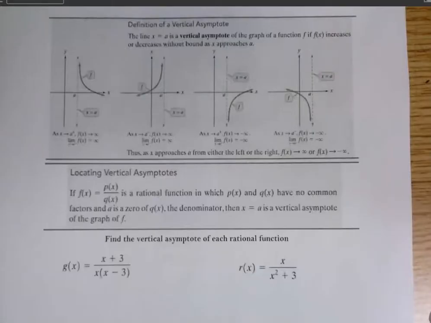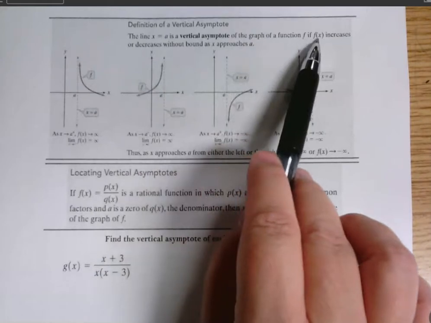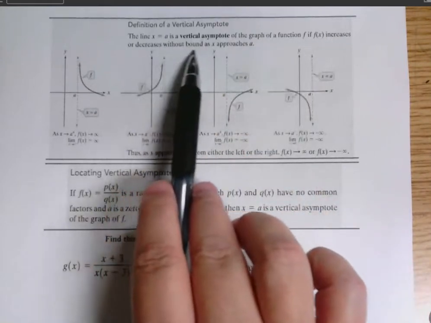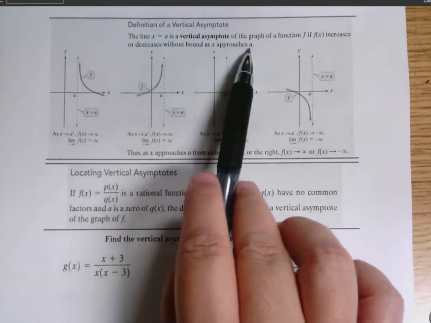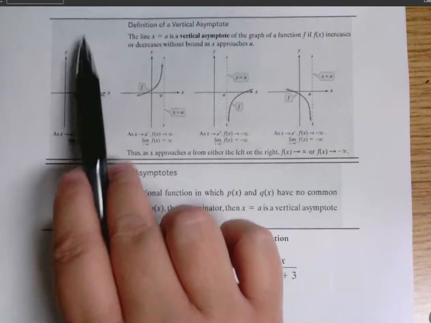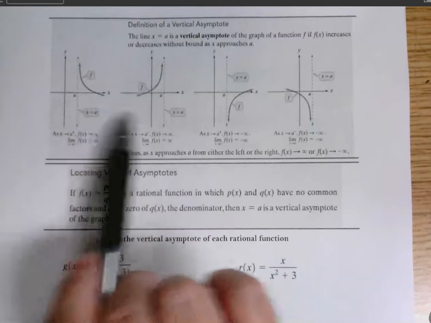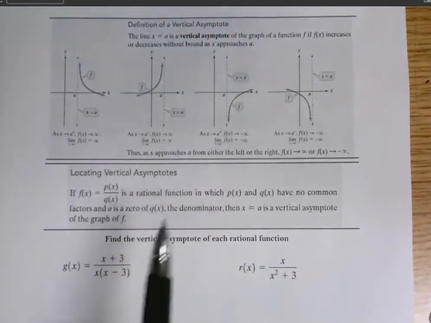Okay, moving on to our next objective in this lesson, which is to look at vertical asymptotes. It says the line x equals a. In other words, x equals a number. Vertical lines are always x equals a number: x equals 3, x equals -5. So the line x equals a is a vertical asymptote of the graph of a function f if f of x increases or decreases without bound as x approaches that number. In other words, it keeps going up and up and up, closer and closer to that line but never crosses over, or down, down, down, etc.